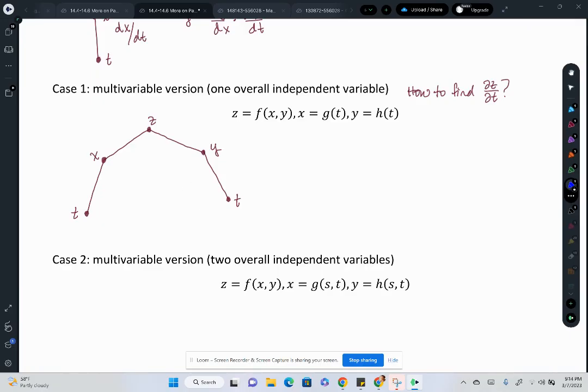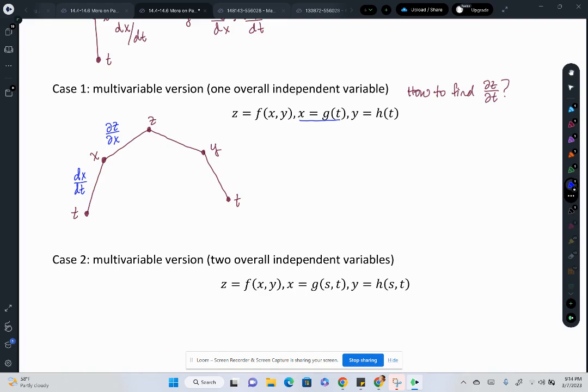So from z to x, I would calculate del z del x. However, from x to t, now x is a function of one variable. That's it, not multiple variables. x is just g of t. That's what we see right here. So when we take the derivative of x with respect to t, it actually is just dx dt. The only time we use the del notation is if the function that we're working with is a function of more than one variable.